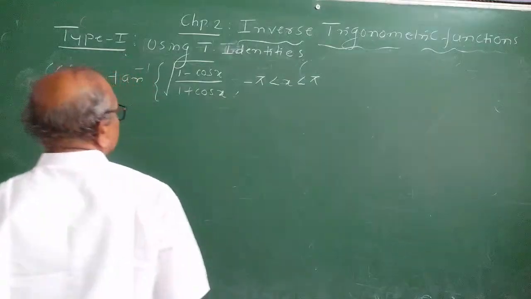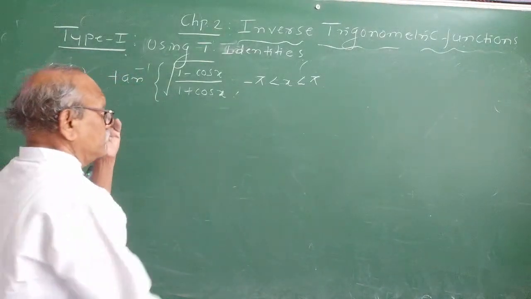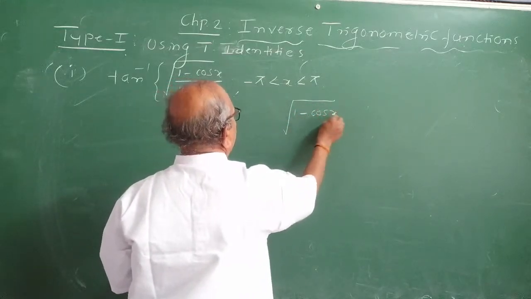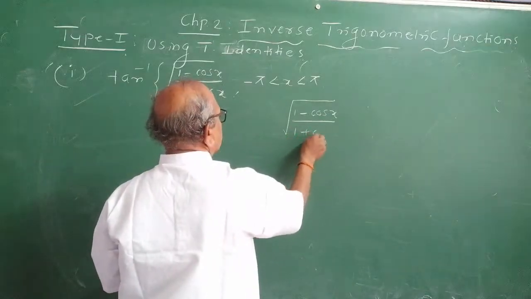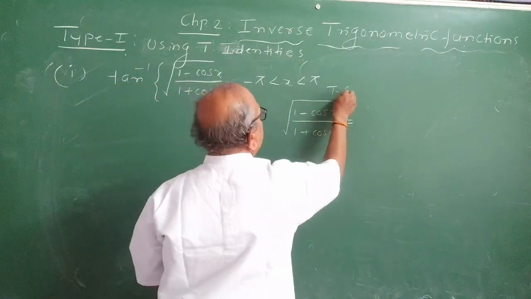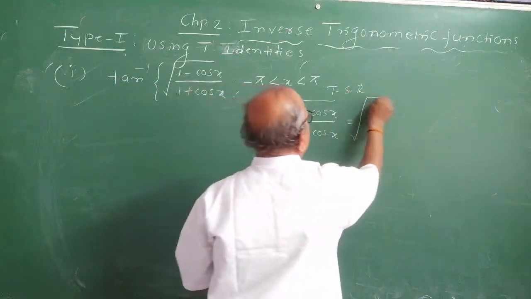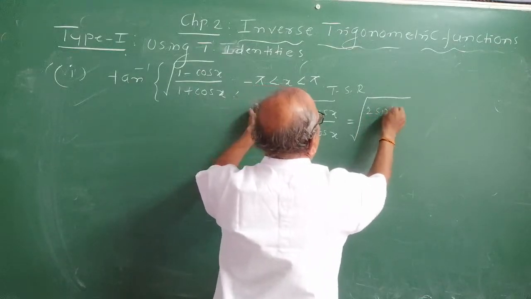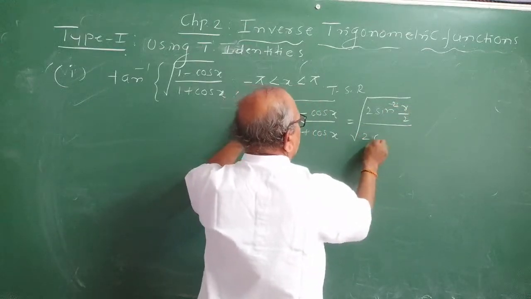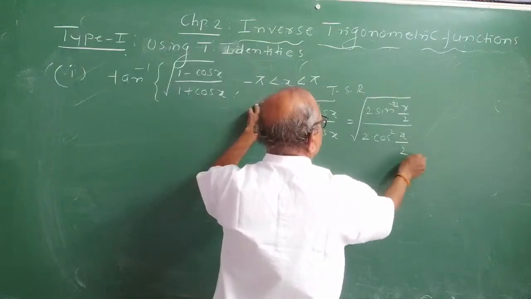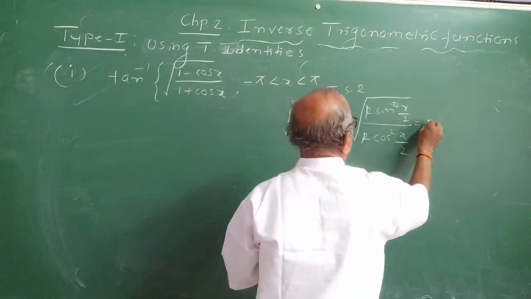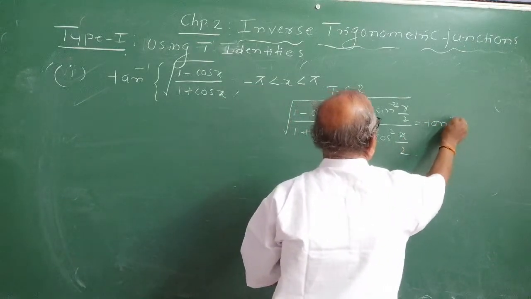How to evaluate it? You know the half angle formula. I have given you root of 1 minus cos x upon 1 plus cos x. We have simplified it and you have written it in the TSR, time saving result. 1 minus cos x can be written as 2 sin square x by 2, and 1 plus cos x is 2 cos square x by 2. You can watch my previous videos, we have already done it. Sin square x by 2 upon cos square x by 2 is root of tan square x by 2, and root of tan square x by 2 is tan x by 2.